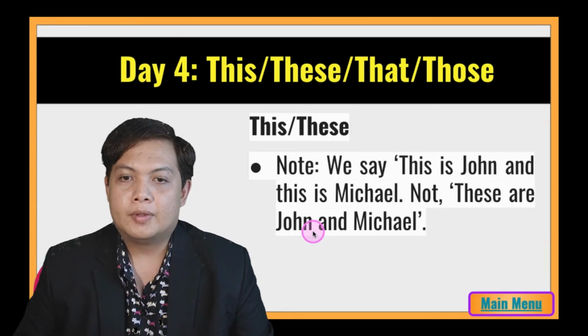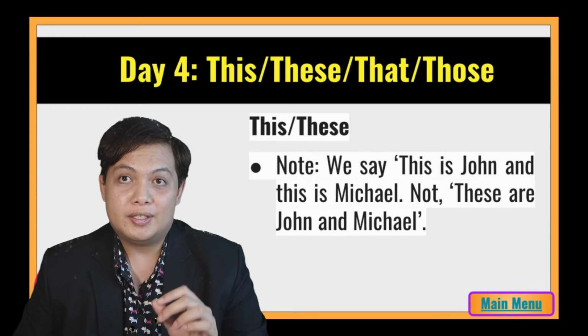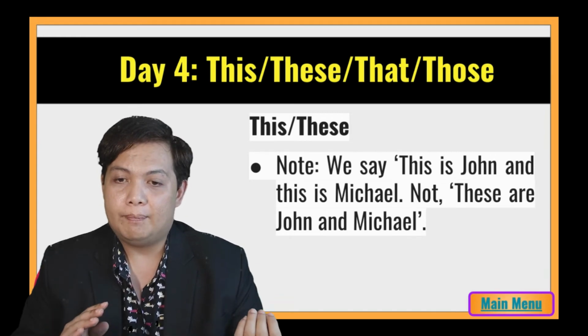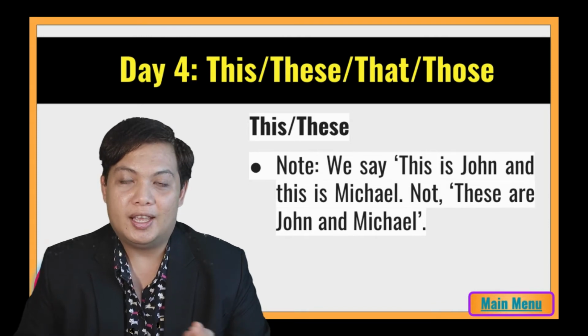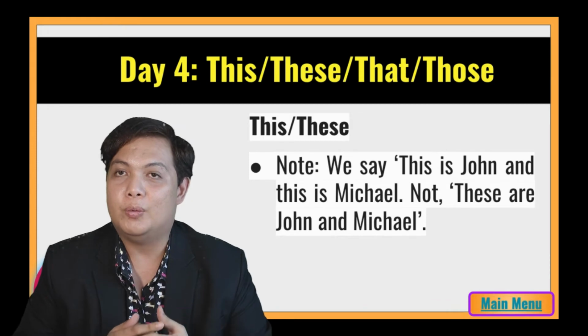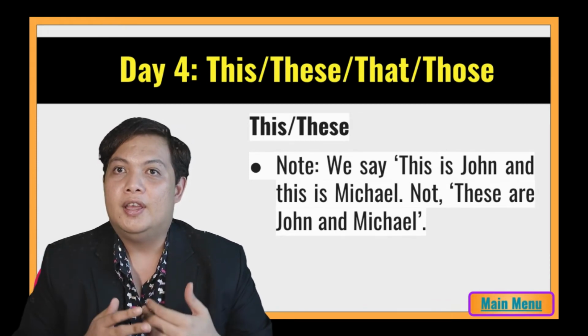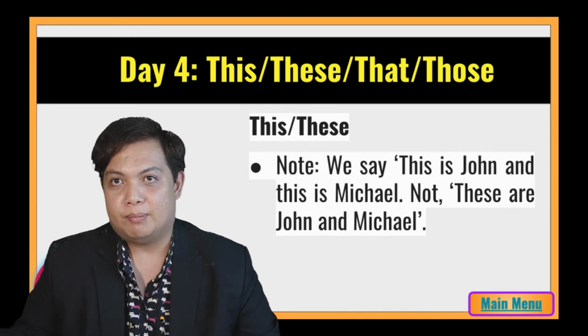Alright, now, please remember that we say this is John and this is Michael separately. We never use them like this: these are John and Michael. This is wrong. So if you have two friends and you want to introduce them separately, we use this is and this is. Like, this is John and this is Michael.